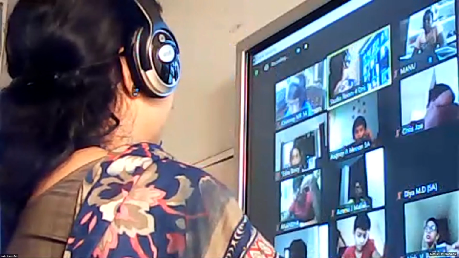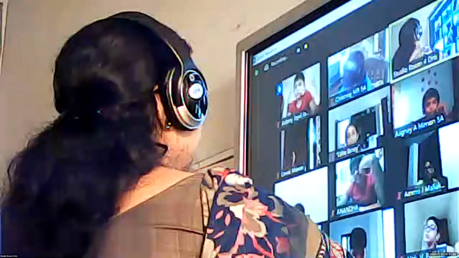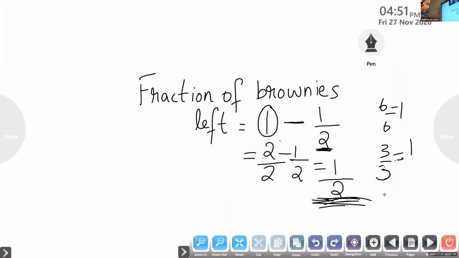Okay, children, completed? Is there anyone who has not finished the last step? So, the fraction of brownies left is 1 by 2. You can write 1 minus 1 by 2. What is 1? If the numerator and denominator are the same. Here the numerator is 2 and the denominator is also 2. 2 minus 1, so the answer is 1 by 2. So the final step is 1 by 2.